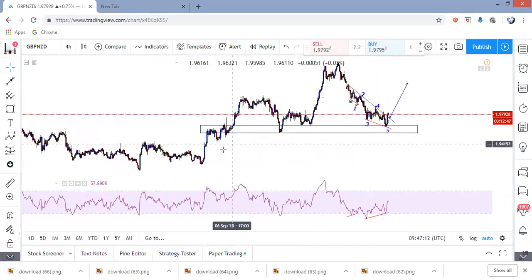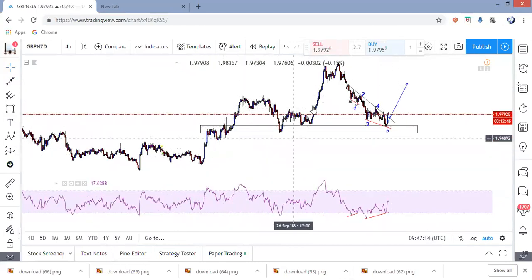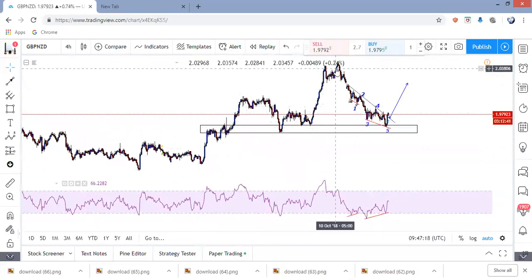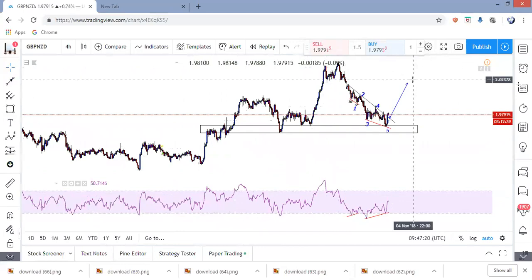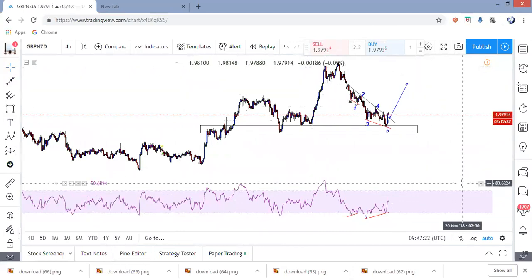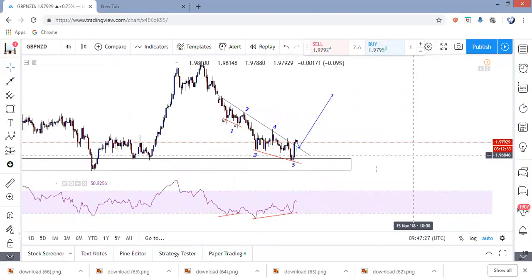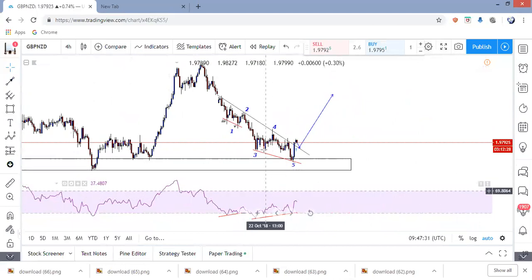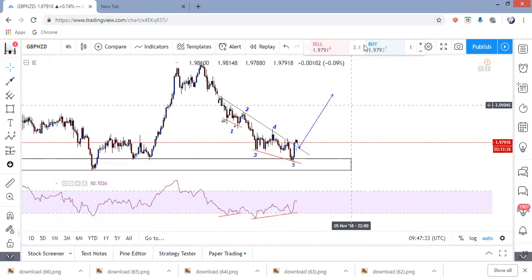Because this would look something like a head and shoulders. 1, 2, that's the shoulder, head, shoulder. And then it should come down, right? Right, so that's it. That's how you use your RSI indicator to identify your wave count, to have a perfect wave count.